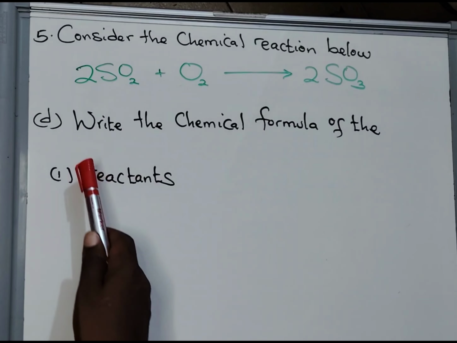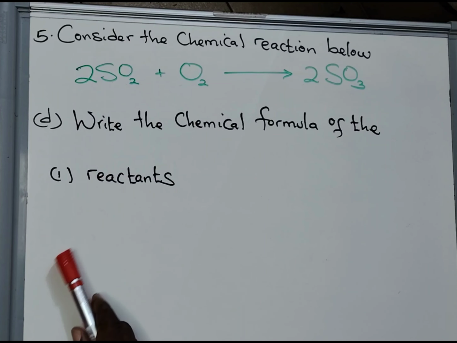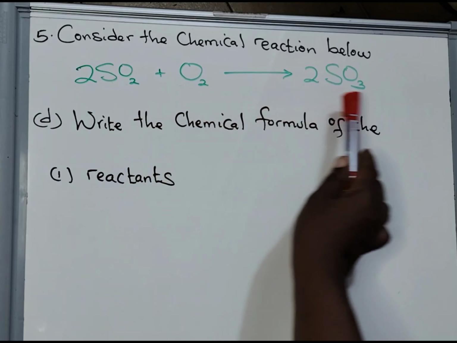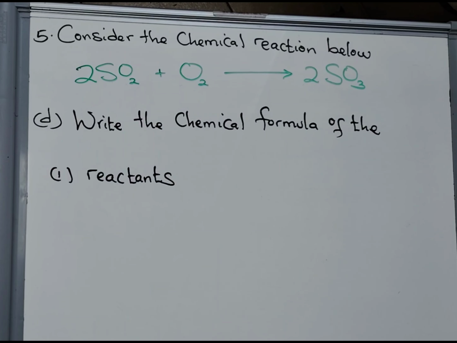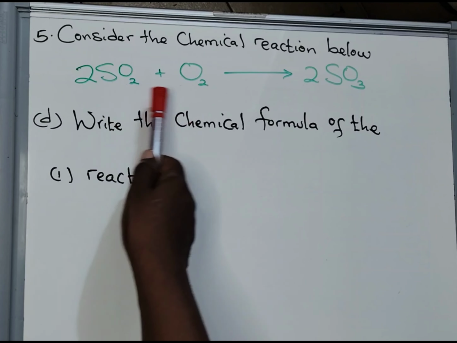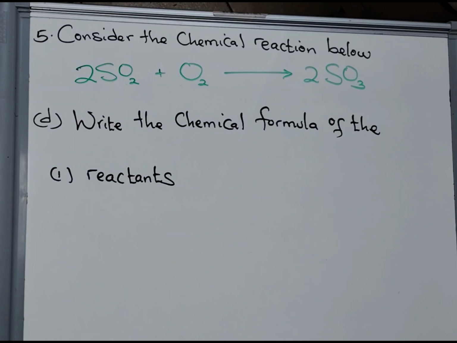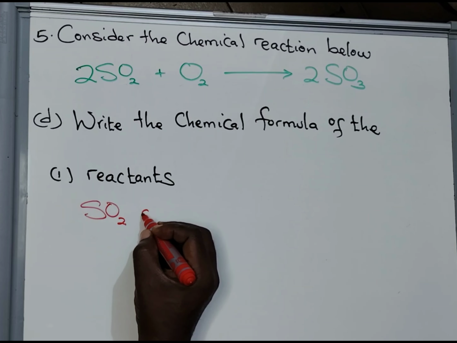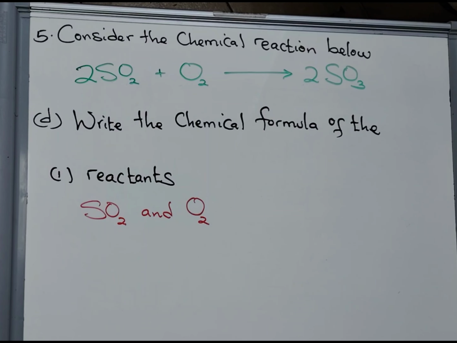Yeah. So comes this question. It says that write the chemical formula of the reactants. So what we know is that what we are having here is the chemical equation. In a chemical equation, we use chemical formulas. So what you have here are chemical formulas. And the reactants are these 2. What are they? SO2 and O2. We can omit the coefficients.